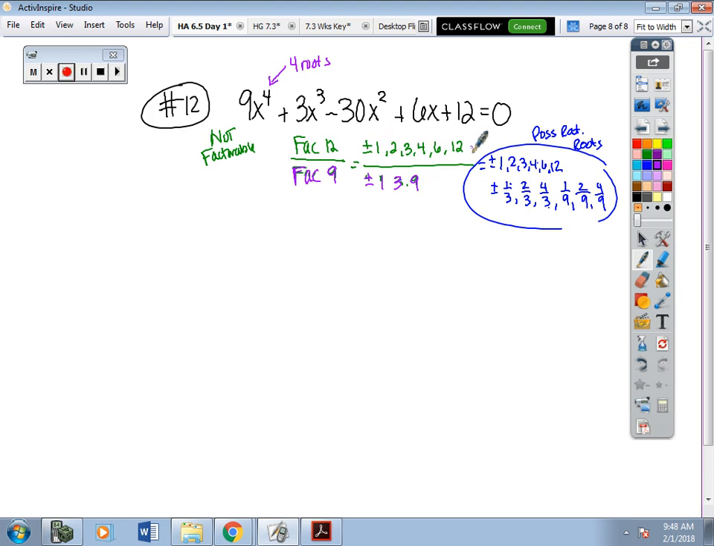So all of those are answers, and then also 1/3, 2/3, 3/3, 4/3, 6/3, and 12/3, which some of those are repetitive because that's 4. And 1/9, 2/9, 3/9 is actually 1/3, so don't write it. 4/9, 6/9 would be 2/3, don't write that. And 12/9, which would be 4/3. So here are all of my possible rational roots for number 12 on the homework.